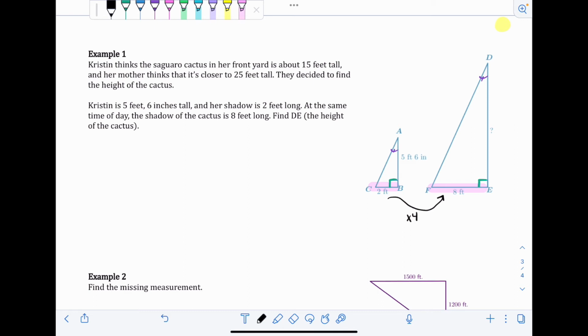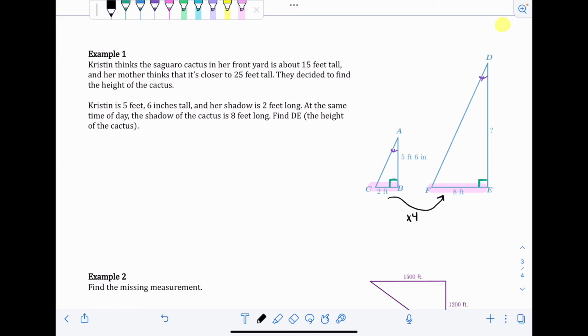What's a little bit iffy is that Kristen's height is written in feet and inches, so it's easier if we convert everything to inches, and then we can convert it back at the end. It's tricky to take her height as is and multiply it by 4, because then you end up with a lot of inches and have to convert it to feet anyway.